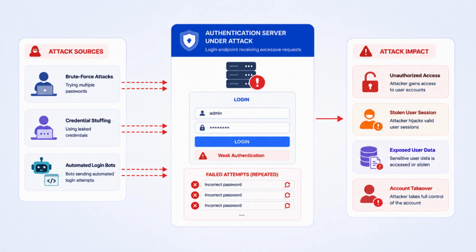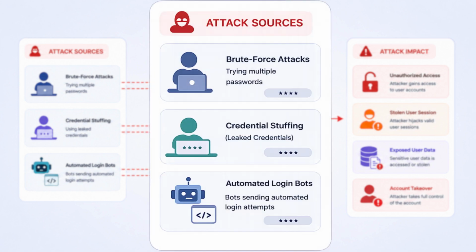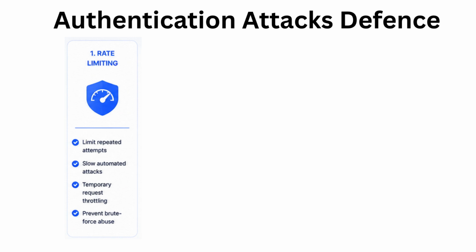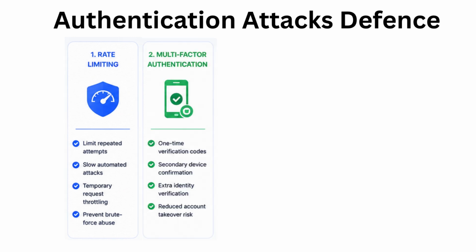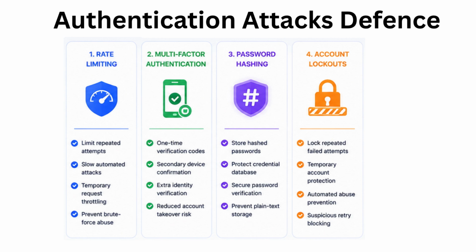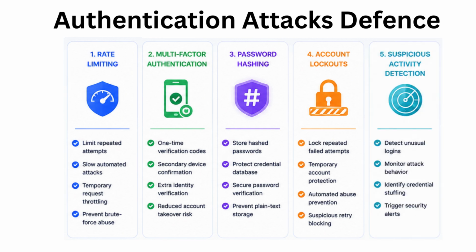Now let's talk about authentication attacks. Attackers frequently target login systems directly. For example, brute force password attempts, reusing leaked credentials from other websites, or exploiting weak authentication logic. This is why secure systems rely on protections such as rate limiting, multi-factor authentication, password hashing, account lockouts, and suspicious activity detection. Next, broken access control.